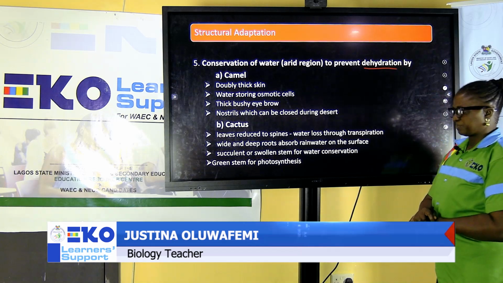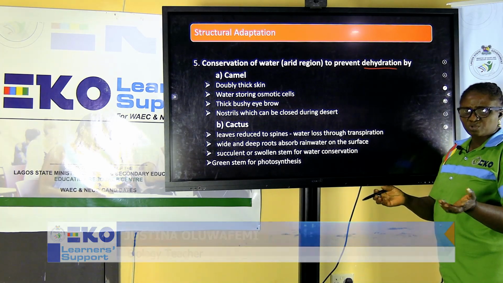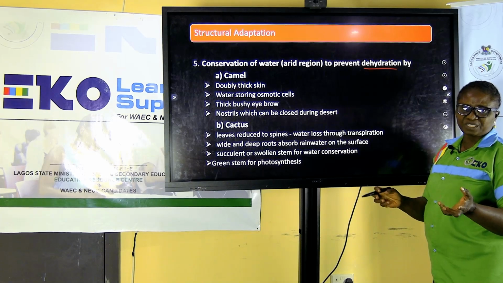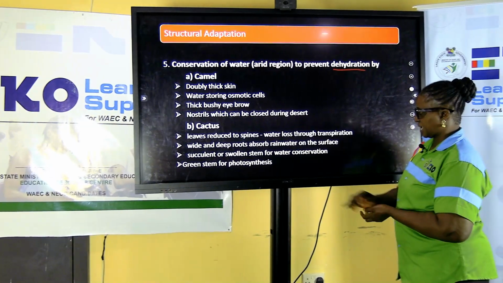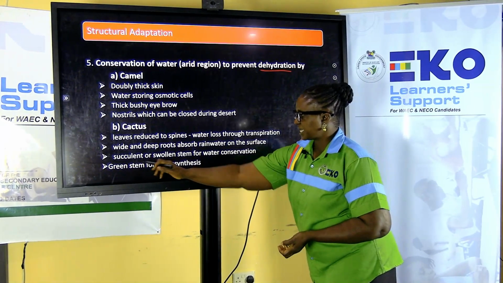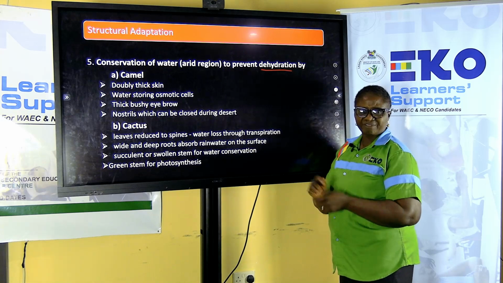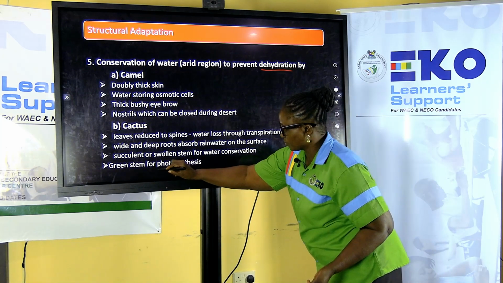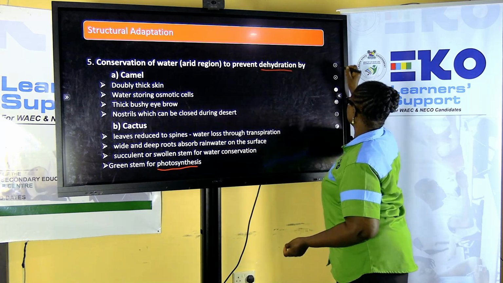What else do they have? Succulent or swollen stem. Succulent is soft. When you look at a cactus, the real one, you will observe that the stem is swollen, filled up with water for water conservation. Then the stems are green. Wherever you see green color in plants, relatively, we are looking at what? Photosynthesis.